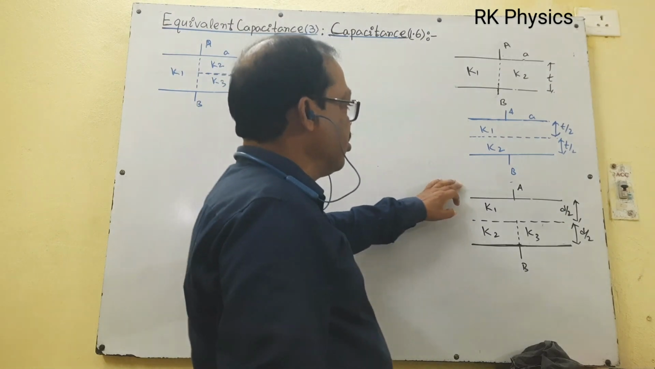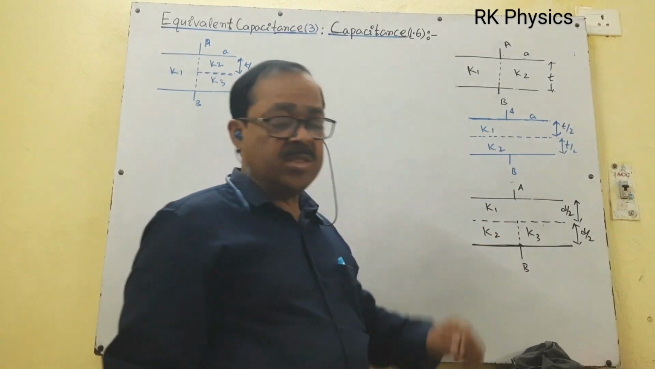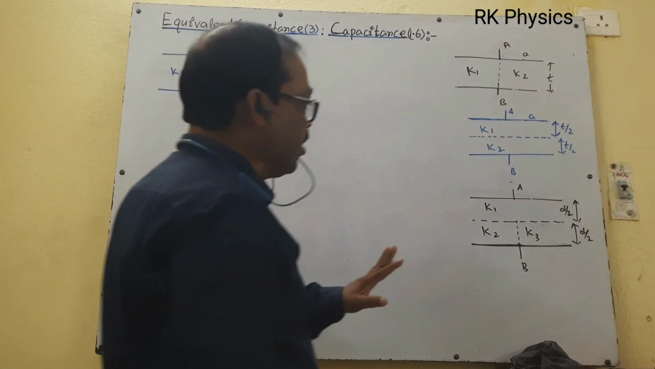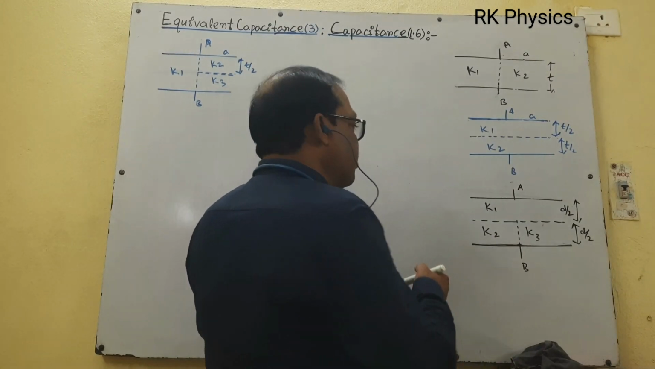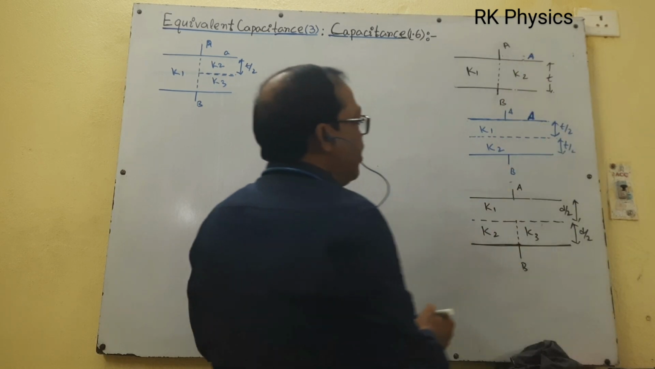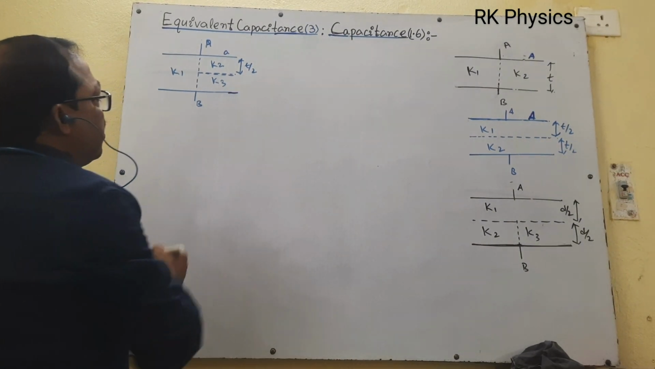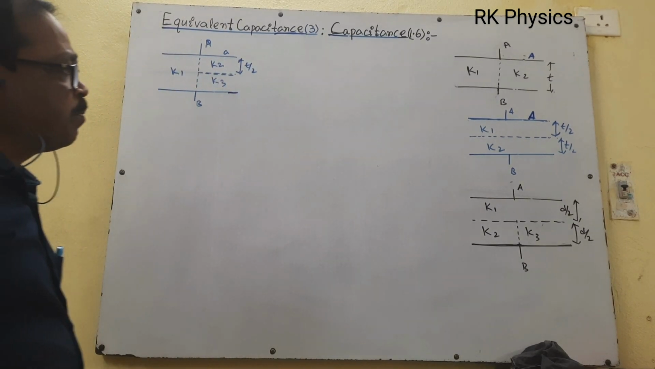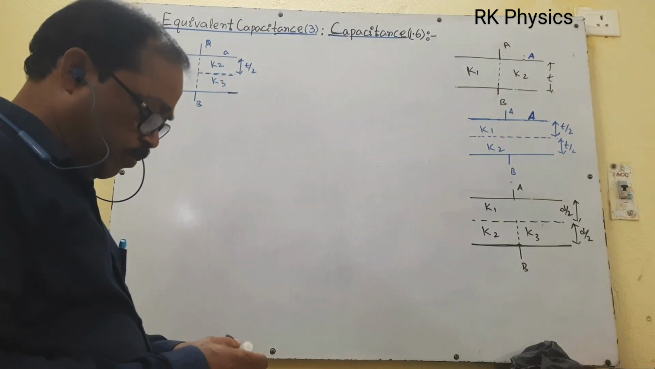Area of each plate you take as small a, because this plate is A and that plate is B. Therefore, our aim is to calculate the equivalent capacitance across A and B. You can take the area as small a, or capital A. Now imagine, for your convenience, all the parallel plates are identical parallel plates. Now in this case, how can you calculate the equivalent capacitance?